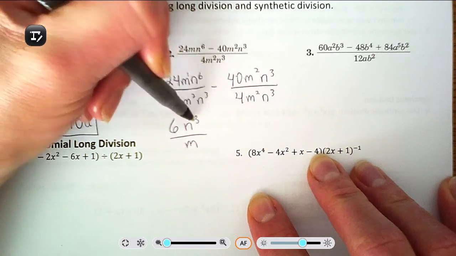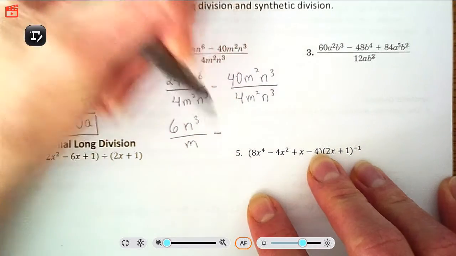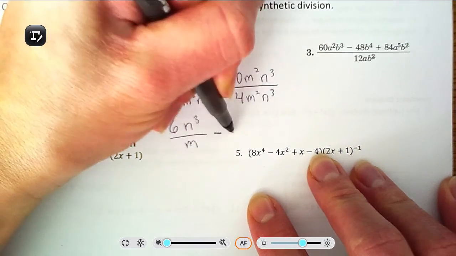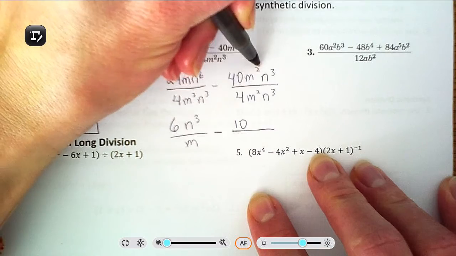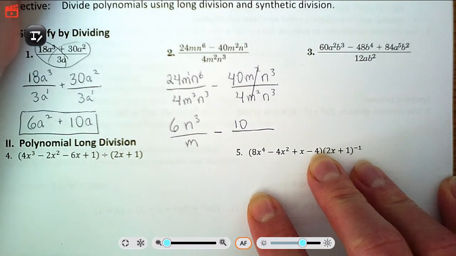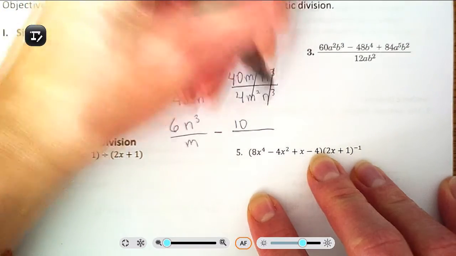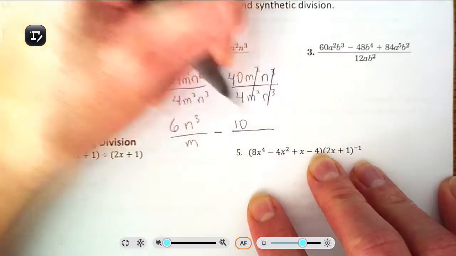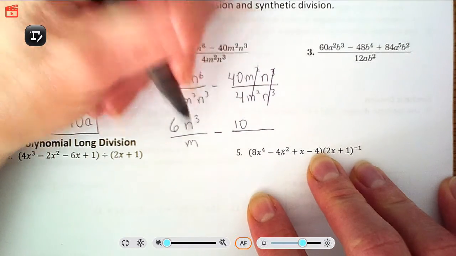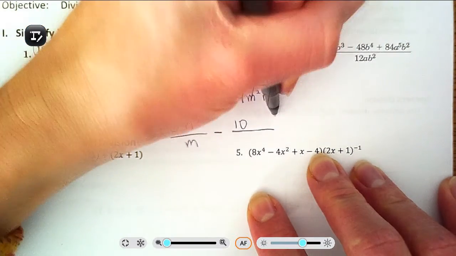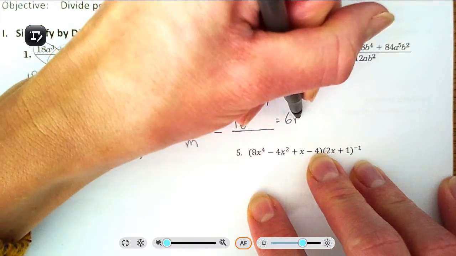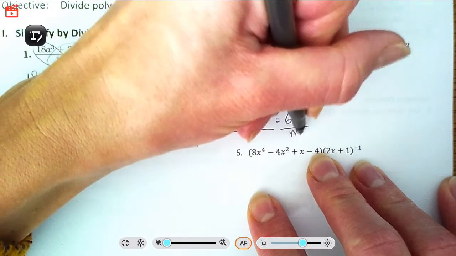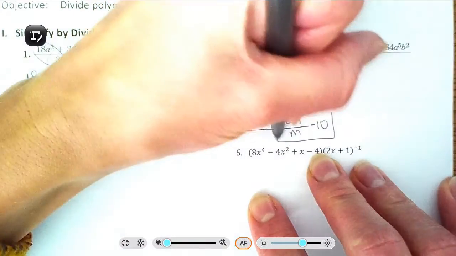And 6 minus 3 is 3. Minus 40 divided by 4 is 10. M squared divided by m squared completely goes away. N to the third divided by n to the third also completely goes away. So we're left with 6n to the third over m, minus 10. I'll just write it a little bit more clear.